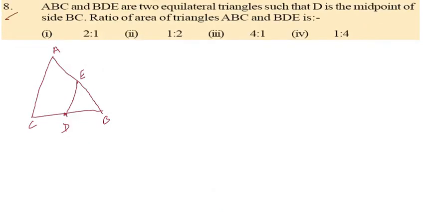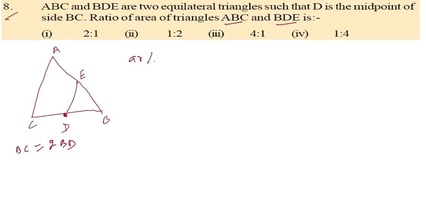Question 8. ABC, BDE are two equilateral triangles. You can see here ABC, this one is ABC, and the triangle which one? BDE. Both are equilateral triangles, all the sides are equal, such that D is the midpoint. So you can see D is the midpoint of this one. That means BC is equal to 2BD. Now find the ratio of the area of triangle, this one.